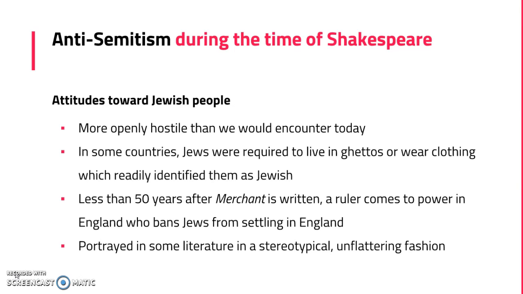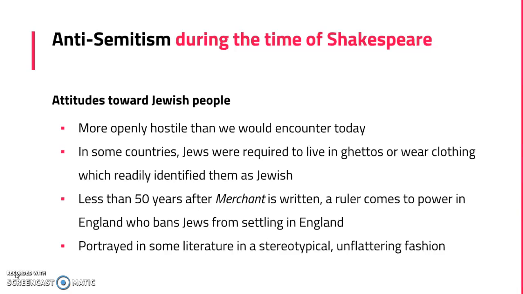During Shakespeare's time, however, it would have been much more common to encounter openly hostile attitudes towards Jewish people. In some countries, Jewish people were required to live in ghettos or to wear clothing which readily identified them as Jewish. And as you know from history, this was a practice which continued up through the Holocaust. During the time when Shakespeare was writing, these anti-Semitic attitudes were starting to become more and more prominent, to a point where 50 years after Merchant is written, a leader comes into power in England, Oliver Cromwell, who makes a law which bans Jews from settling in England.